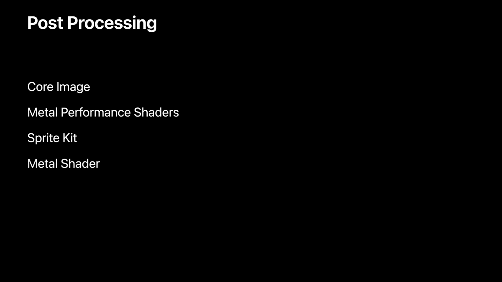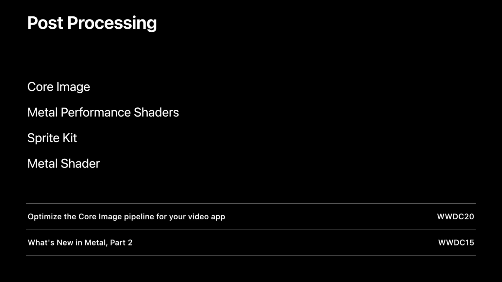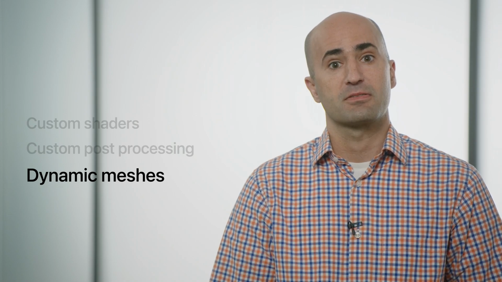With Core Image, we've unlocked hundreds of ready-built effects. You can easily build new ones with Metal Performance Shaders, add screen overlays with SpriteKit, and write your own from scratch with Metal. For more information about Core Image or Metal Performance Shaders, see the sessions listed. Now that we've covered rendering effects, let's move on to our next topic, dynamic meshes.